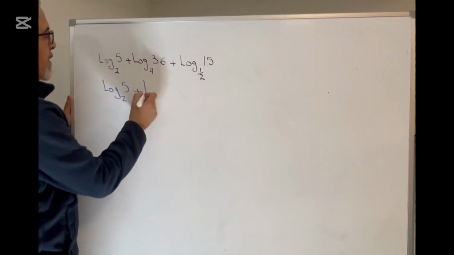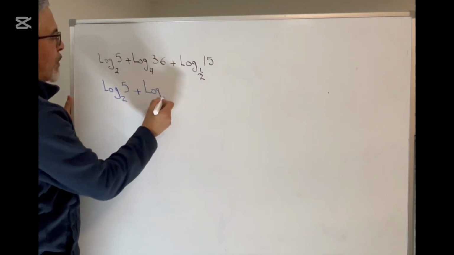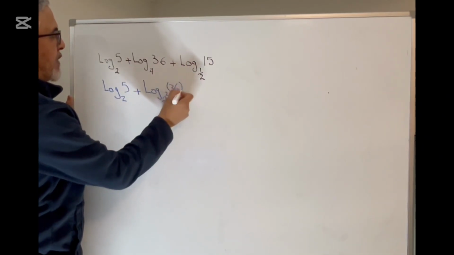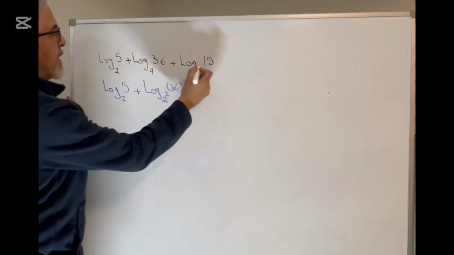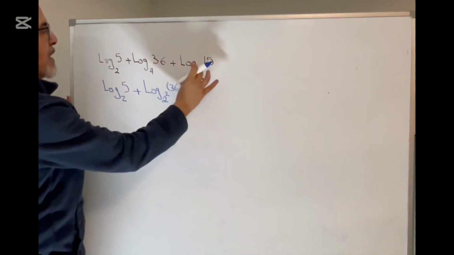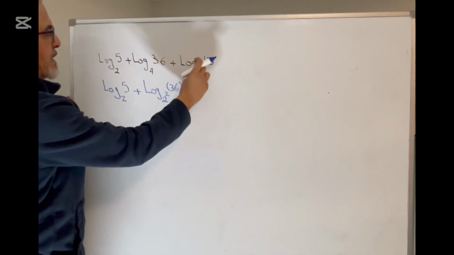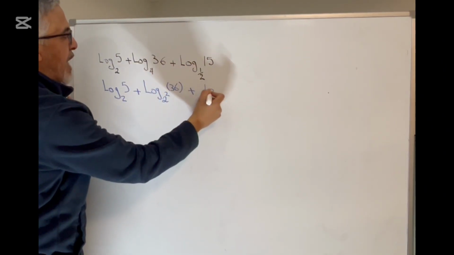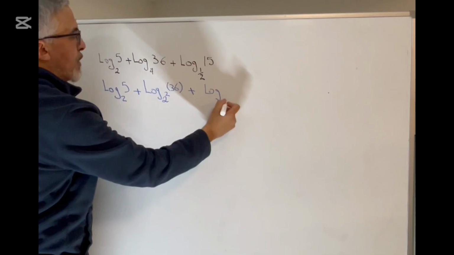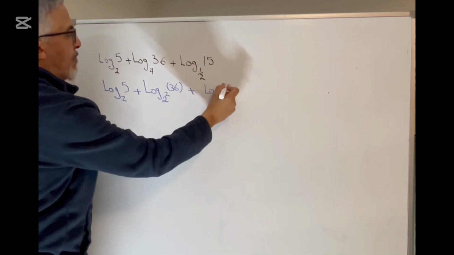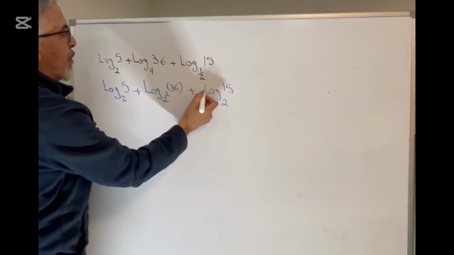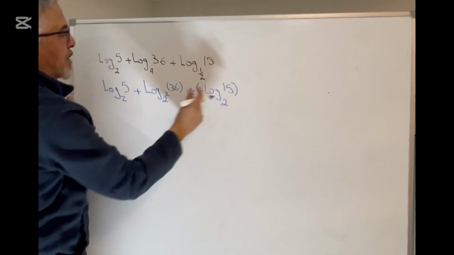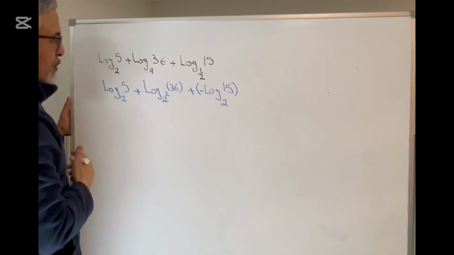Plus, the 4, we know we could make that into 2 squared. And then we still have the 36 in here. Plus the half: whenever you have a base that's a fraction, you could make it a non-fraction, so you make it 2, log base 2 of 15, but you have to throw a negative right in front of the log. So that basically becomes plus minus log base 2 of 15.